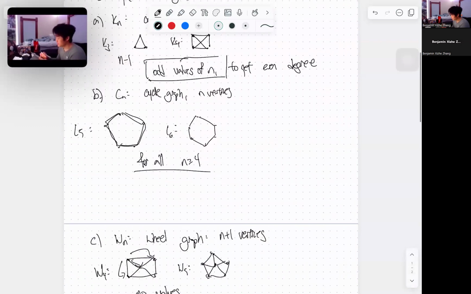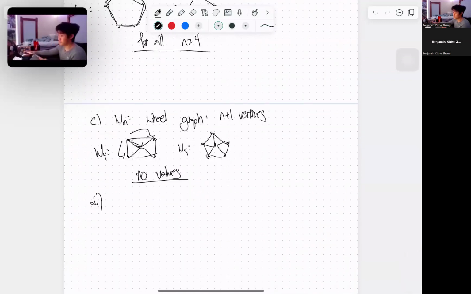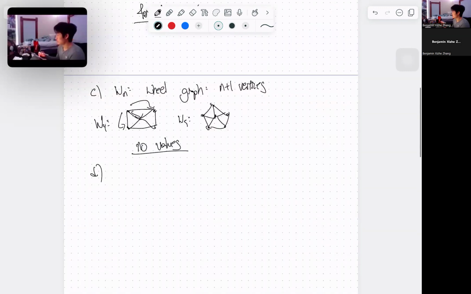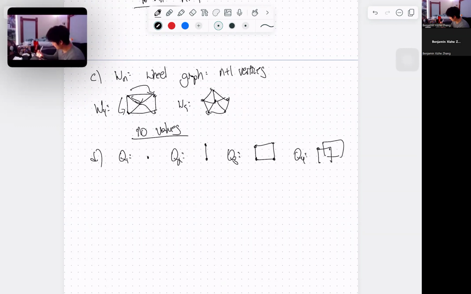Cool. And finally for D, we're looking at Q sub n. I'm not sure if we've gone over this graph archetype in class, but Q is the hypercube. So, for example, Q1 is a single vertex, Q2 is 2 vertices. If we haven't gone over this in class, then obviously just feel free to ignore it. But Q3 is this, and then Q4 is the cube-like structure. Actually, I think this might be Q0, Q1, Q2, Q3.